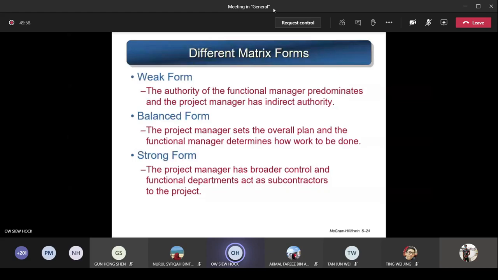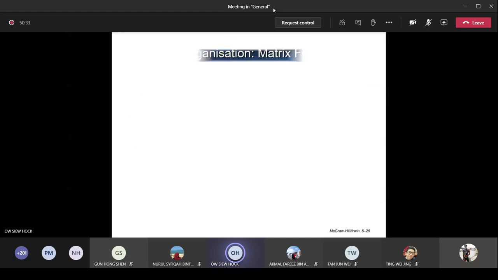If it is the balanced form, it means 50-50. The project manager sets the overall plan and the functional manager determines how the work is to be done. So each one makes half the decision. The strong form is where the project manager has broader control and functional departments act as subcontractors to the project. In this case, the project manager will dominate and make most of the decisions. The functional manager side just gives support: I need a person, you just give me the staff. So these are the weak form, balanced form, and strong form of the matrix structure.